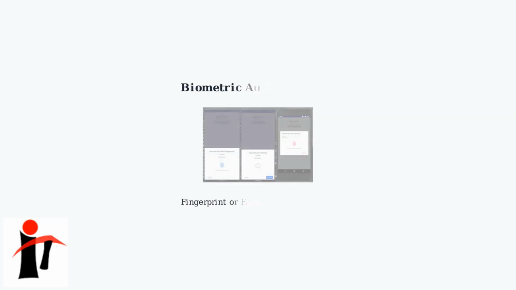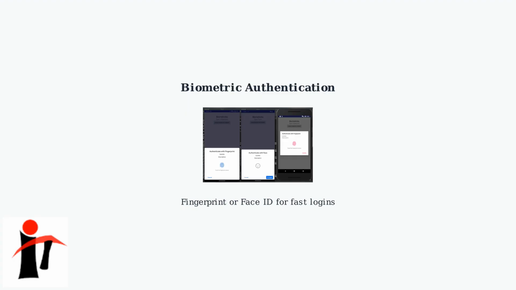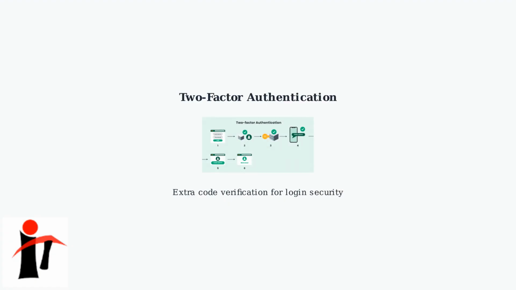To keep your Cash App account secure after installation, enable biometric authentication. This feature allows you to log in quickly using your fingerprint or Face ID, adding a convenient layer of security without remembering passwords. For additional protection, enable two-factor authentication. This requires a second verification step, such as a code sent to your phone, in addition to your password. It helps prevent unauthorized access, even if someone gets your login credentials.